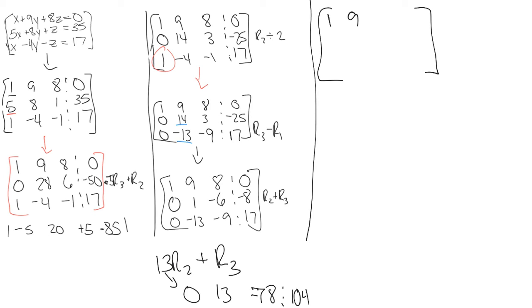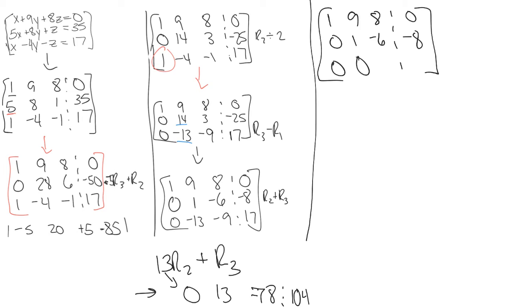Okay, my row 1, nothing's different. Row 1 is like the first thing you work with, and then the last thing you work with. It's the beginning and the end. Okay, so row 2 is not changing. 0, 1, -6, -8. And then row 3, we're going to add together this 13 row 2 plus that row 3. So that gives us 0, 0.